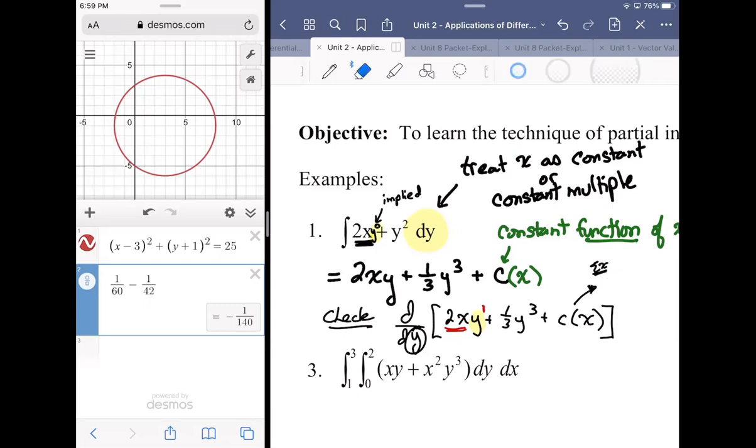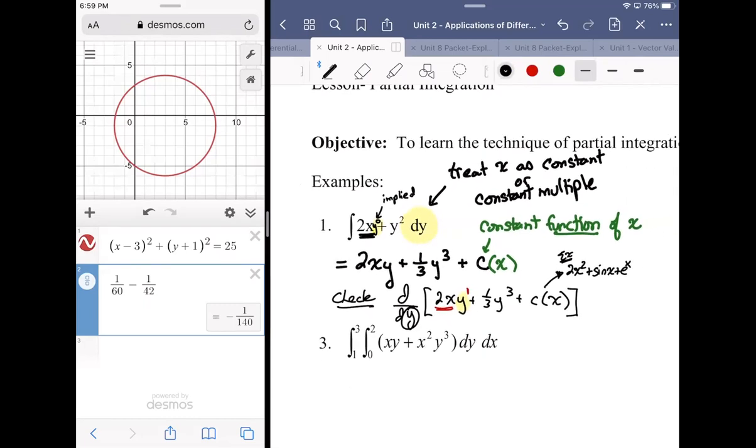All right, so maybe we say 2x squared plus sine x plus e to the x. Not a single y to be found. This whole thing goes to 0. Right, so any function of x would get the job done. But it's a catch-all. It would actually include constant values as well.